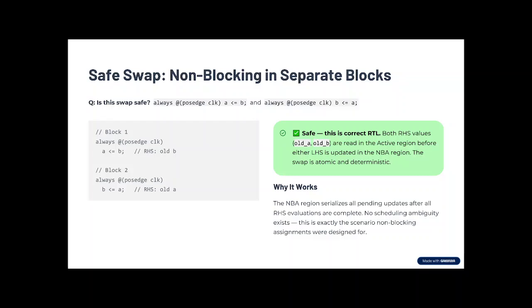So, now is this a safe swap? We have a swap like A non-blocking B and in the next block we have B non-blocking A. So here the RHS values are captured first and updates happen together. So the swap is automatic and deterministic.